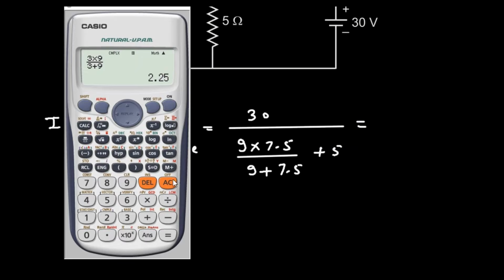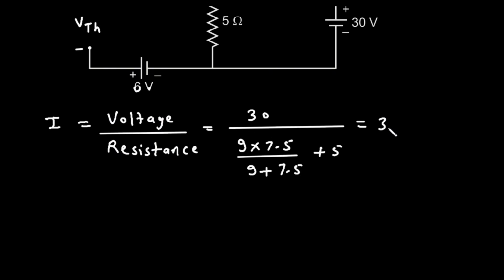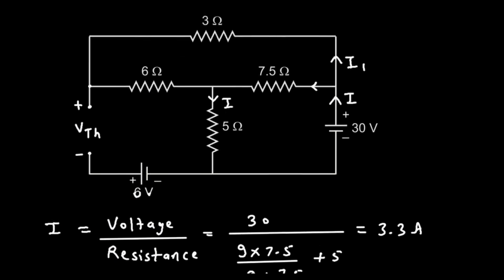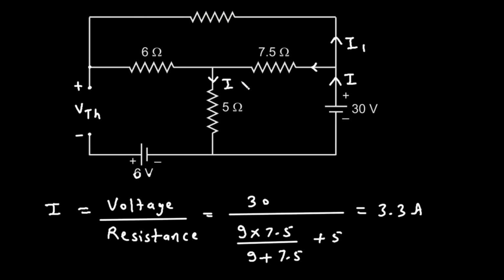It is equal to 30 divided by 9 into 7.5 divided by 9 plus 7.5 plus 5. So it is equal to 3.3 ampere is the value of this current I. That means we found the value of this current, the current through this 5 ohm.